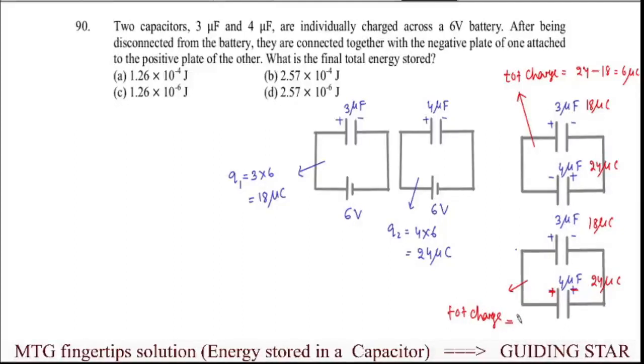It will be 18 plus 24, so that will be approximately 42 microcoulomb. Clear?